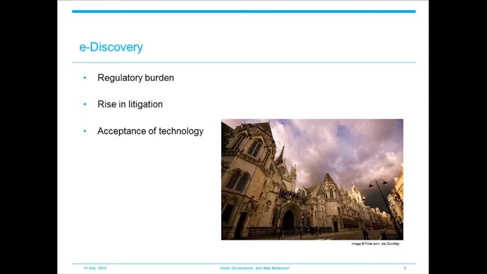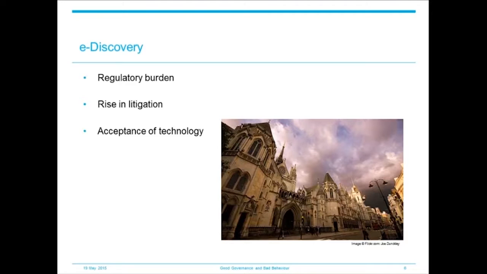However, we have seen a marked rise in the acceptance, indeed the requirement, by the courts and regulators of the use of e-disclosure and the various techniques used to make a review more manageable. We will talk about these more in our next session on the reactive uses of e-discovery on the 17th of June.